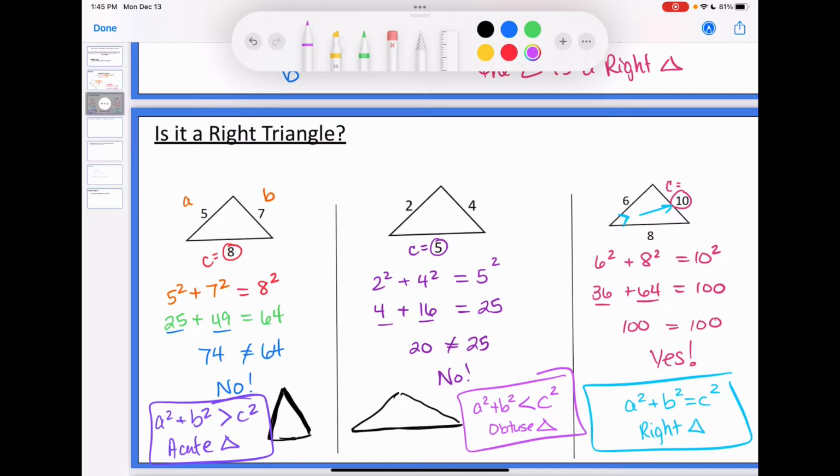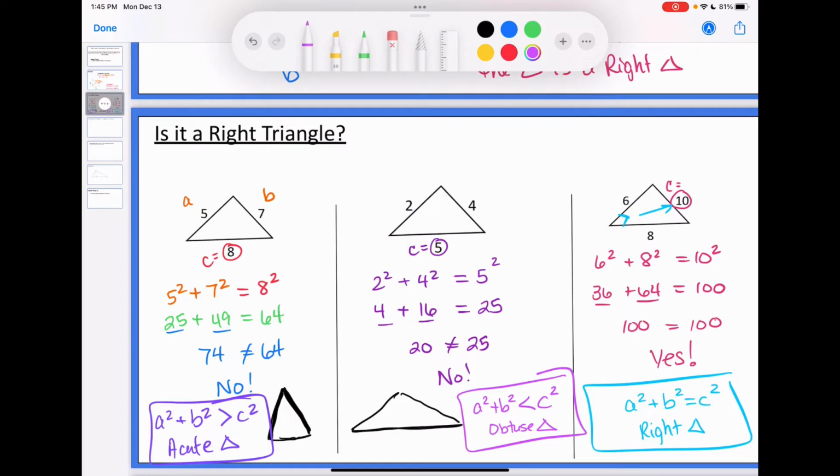So that's kind of taking it even a step farther than that, right? Now, that's not too big of a deal that you remember, but it's good to have in your notes, and it might pop up here and there, maybe on an extra credit once in a while. But the biggest idea is that a squared plus b squared has to equal c squared for it to be a right triangle. If a squared plus b squared is bigger than c squared, it's an acute triangle. If a squared plus b squared is smaller than c squared, then it's an obtuse triangle. So that's how we use the converse.